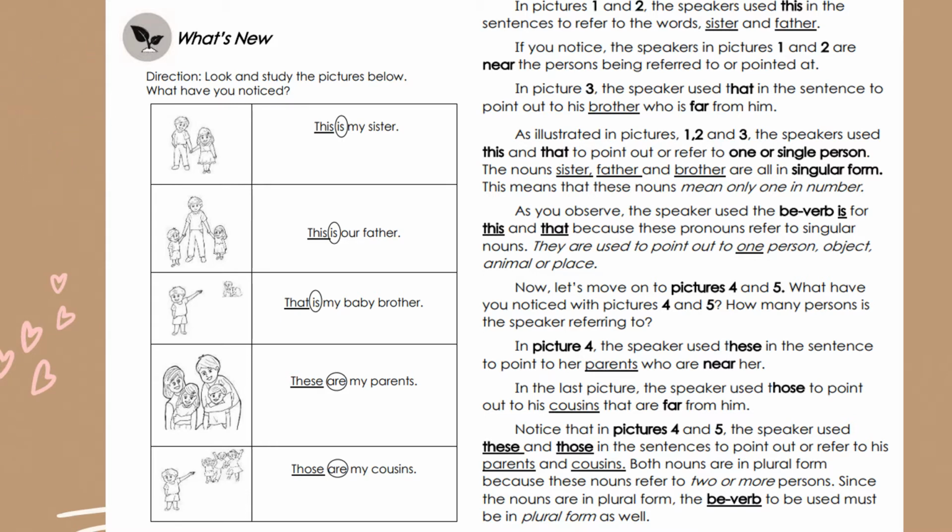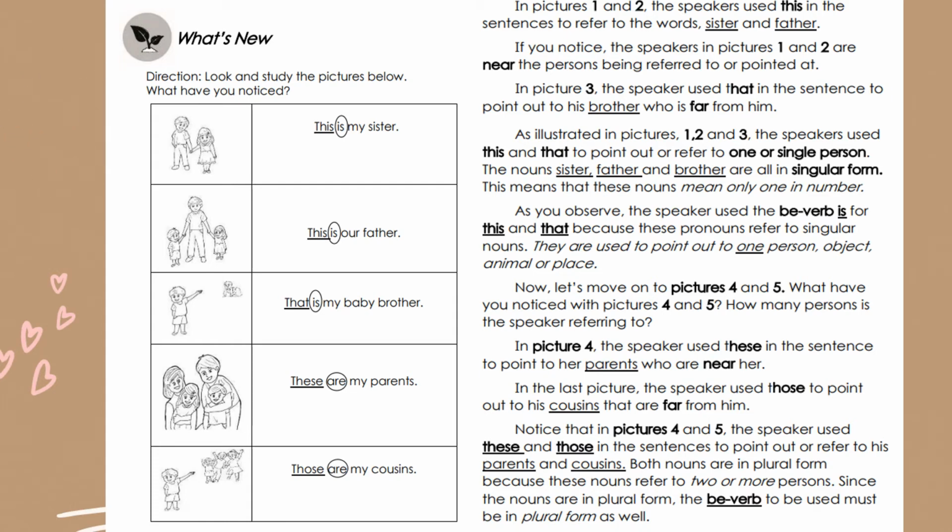The nouns sister, father, and brother are all in singular form. This means that these nouns mean only one in number. As you observe, the speaker used the be verb is for this and that because these pronouns refer to singular nouns. They are used to point out to one person, one object, one animal, or one place.